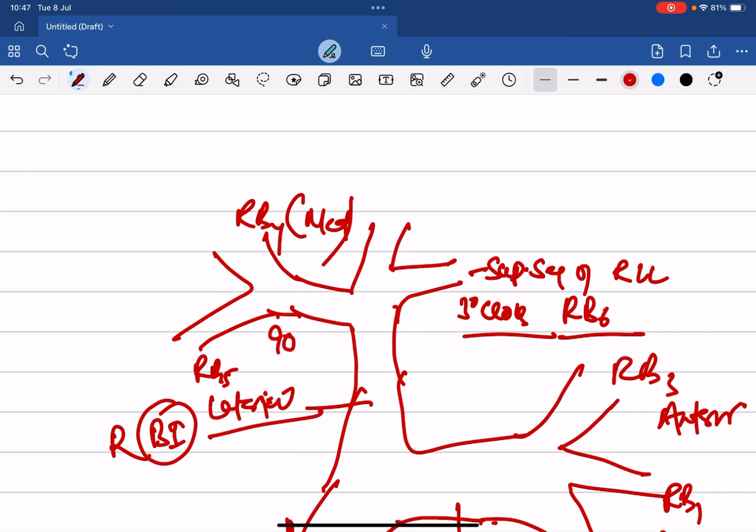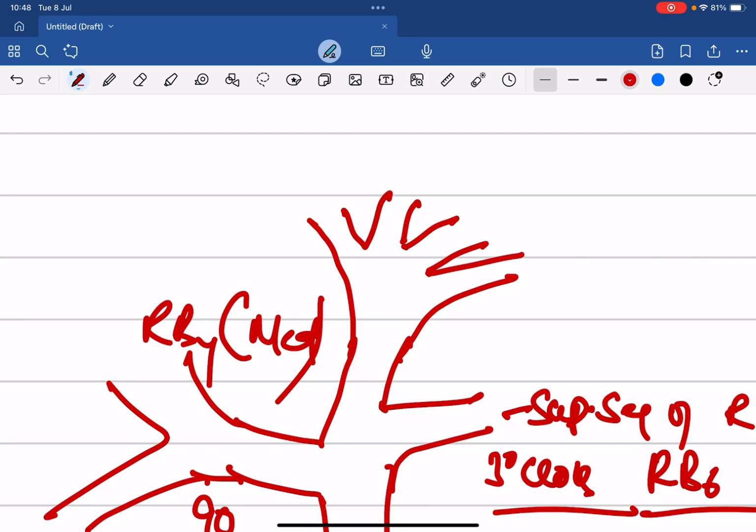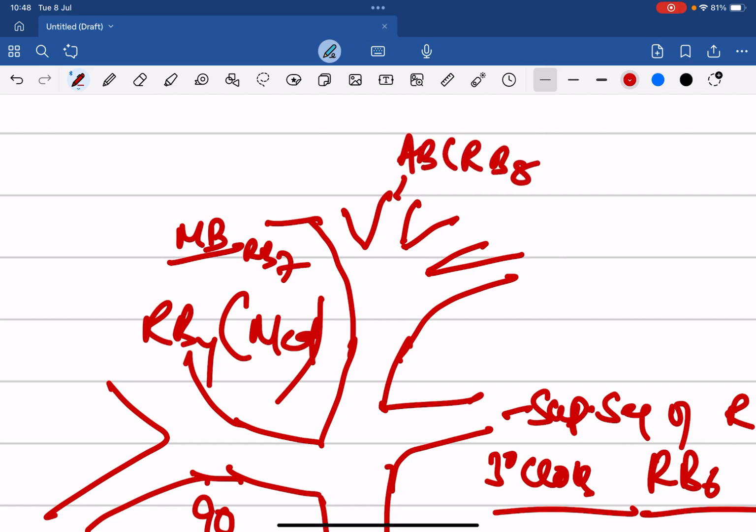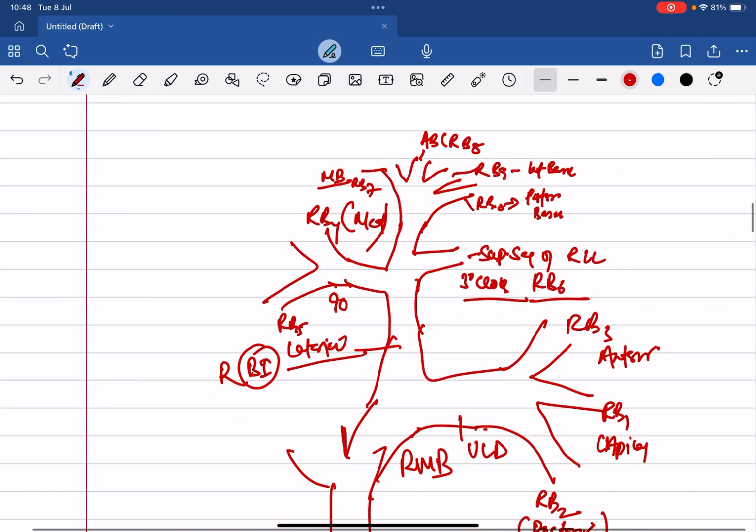Okay? RB4 and RB5. And further, this basal branch is divided into four segments. This is called the medial basal segment, RB7. This is the anterior basal, RB8. RB9 is the lateral basal. This is RB10, the posterior basal. So basically, the right side has 10 segments.